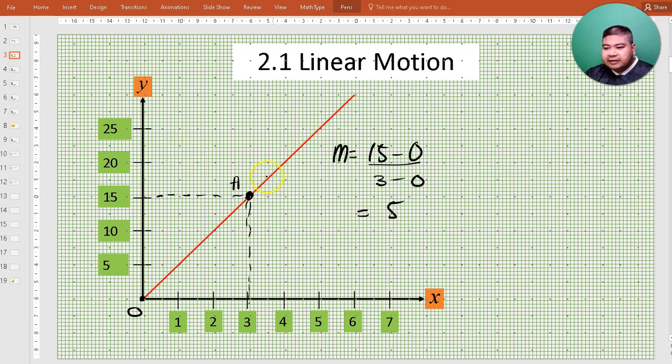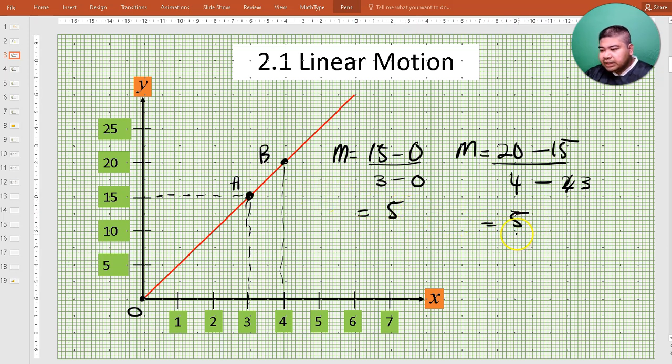And then if we pick another point on the line, let me label this point as point B. So if we use point A and point B to calculate the gradient, point B is 20 and point A is 15 minus, so the x-axis is 4 minus 3, so 20 minus 15 is 5 over 1, so the answer is 5.